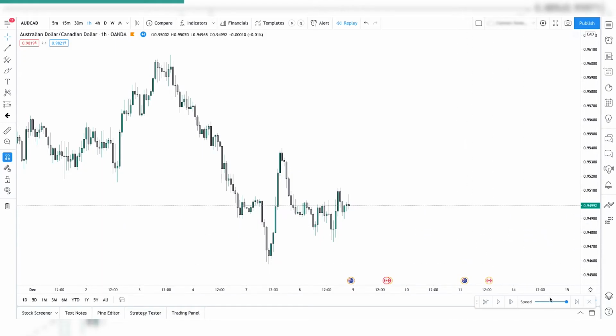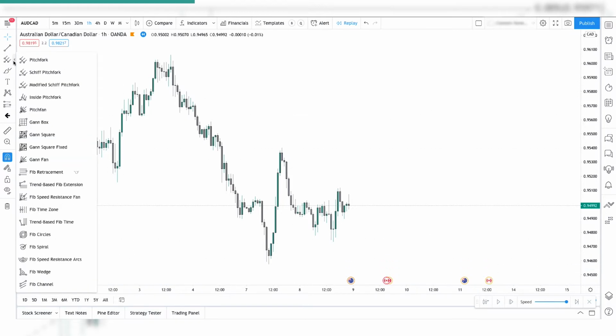To get the Fibonacci trading tool on your chart, you need to go across to the left hand side of the window and select the arrow to the right of the pitchfork symbol, which will give us the drop down list of different tools that we have available to us. You can then go ahead and select the Fibonacci retracement and place it on your screen.